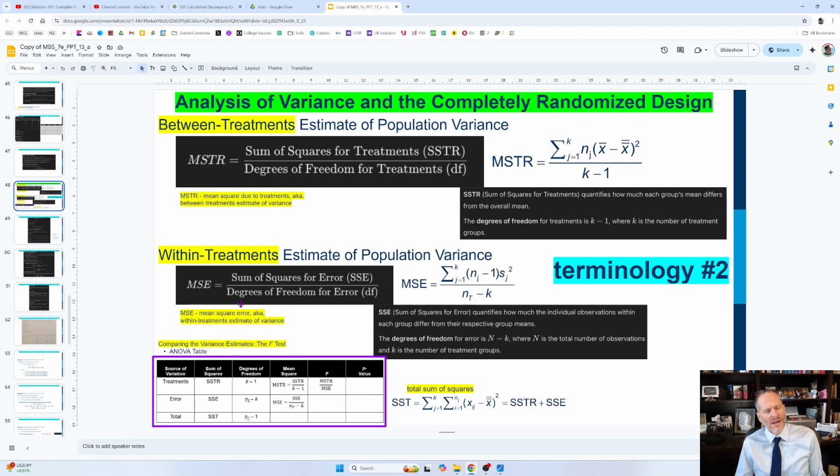When you see them, you need to start thinking: is this between the treatments, which is MSTR, SSTR, or is this within the treatments, which is MSE and SSE? The way I remember that is that standard error is like standard deviation, the distance of one point from the mean, the distance from one point to another point. So mean square error is the distance of one point from another point within the treatment. We're really looking at what is the variance within a treatment.